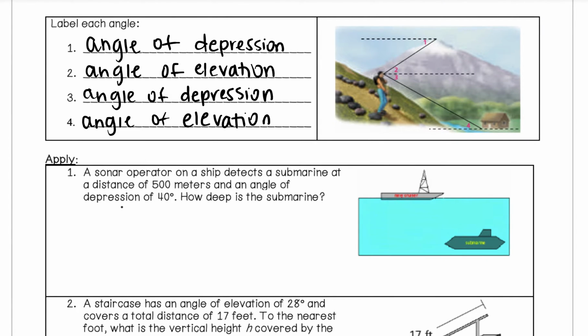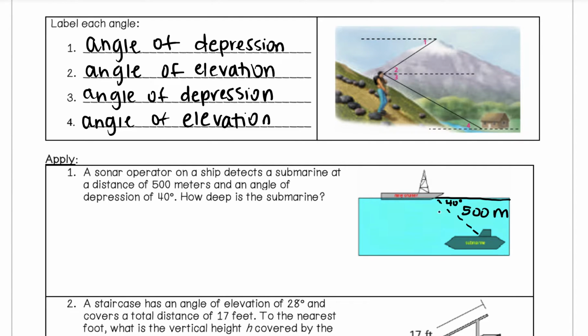In the first one, it says a sonar operator on a ship detects a submarine at a distance of 500 meters and an angle of depression of 40 degrees. How deep is the submarine? So we're going to draw this here. On the ship, they are detecting a submarine at a distance of 500 meters. So this is 500 meters from the ship to the submarine. And it's at an angle of depression of 40. So from the ship, the angle of depression is 40 degrees. This angle below the horizontal line is 40.